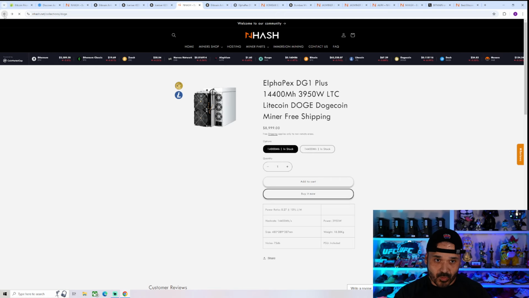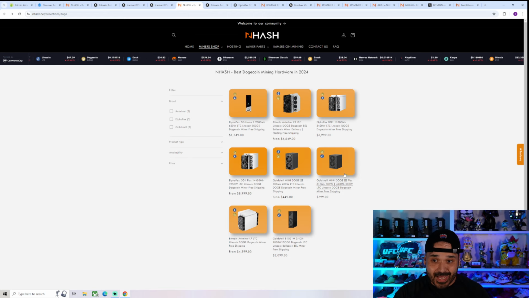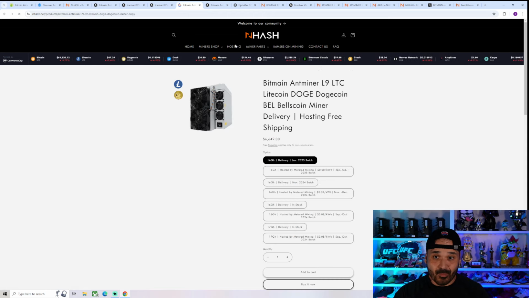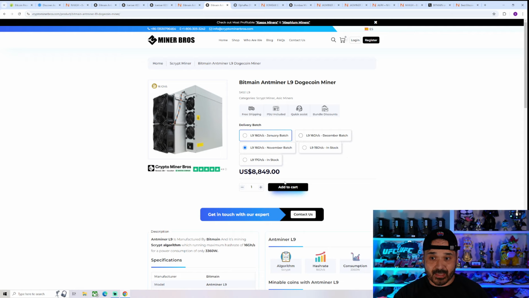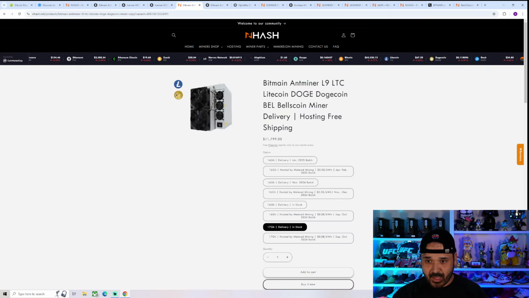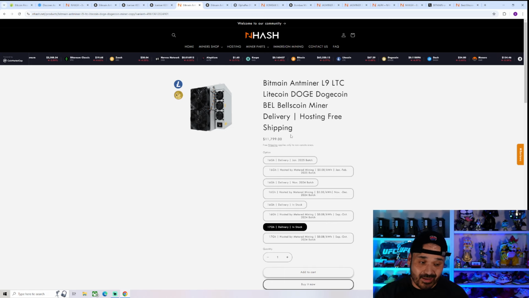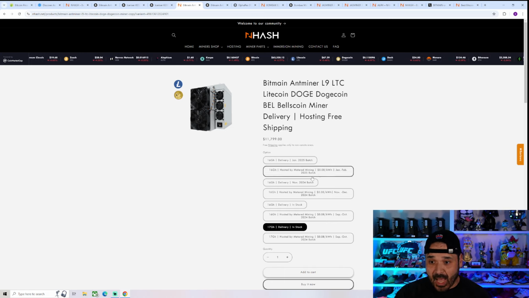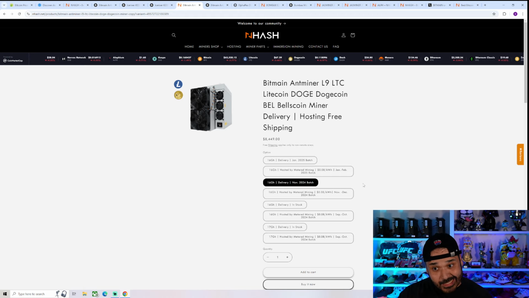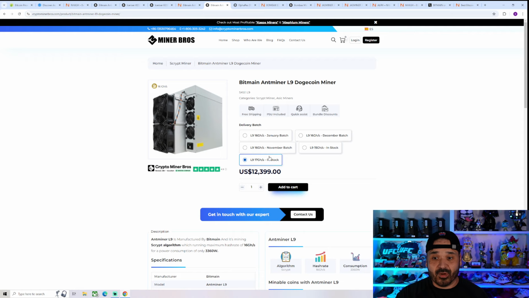So again, the November batch is what I would be eyeing. I would not be buying spot, but just for comparison's sake, spot price on Miner Bros, they have it at $12,399. That's for the 17 gigahash model. Their price is $11,799. The November batch, which is what I would be eyeing, they have it at $84.49 versus their November batch at $88.49. So a little bit closer, but not really. Still $400, right? Again, just for comparison.